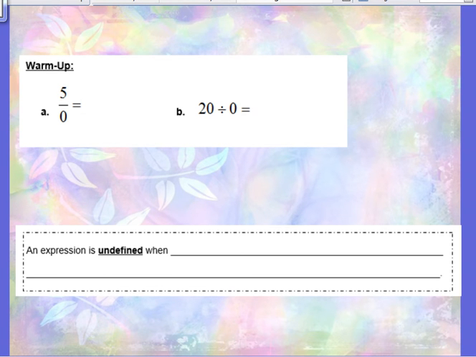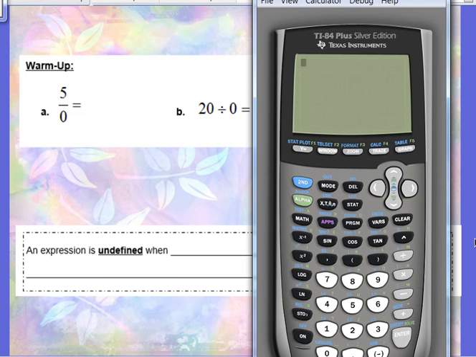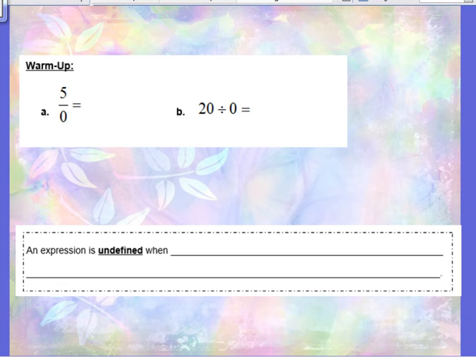We have 5 divided by 0. Now you may be thinking that the answer is 0. However, picture this. You have 5 cookies and you want to split them up into 0 groups. I'd like you to take out your calculator and input 5 divided by 0 and see what you get. Notice you get this error message. So what I'm going to write down for now, and we'll come back to it, is error.